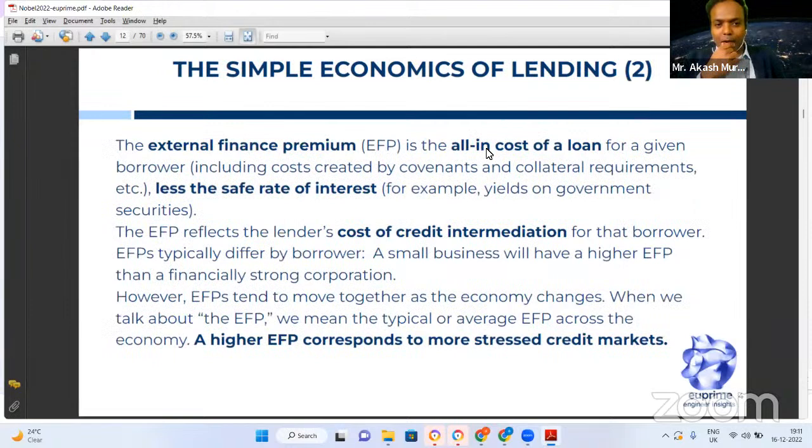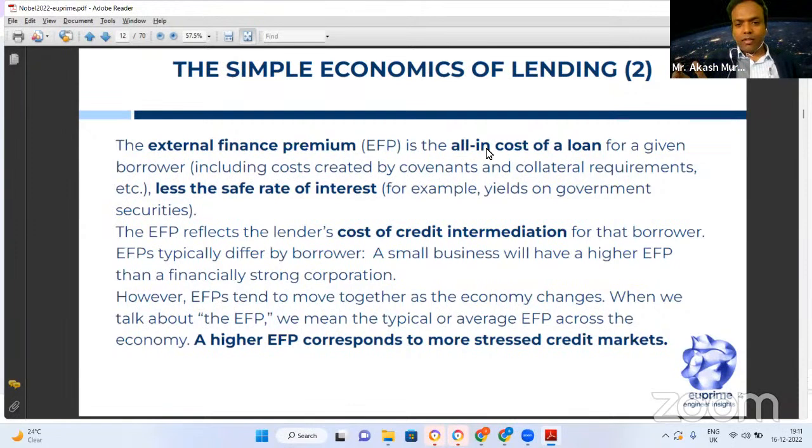Now, from now on, we will describe something called the external finance premium, which is also called the cost of capital. Cost of capital is the rate at which you can borrow in the market, right? This is the cost that a bank charges for being in business. These are not described in the PPT.